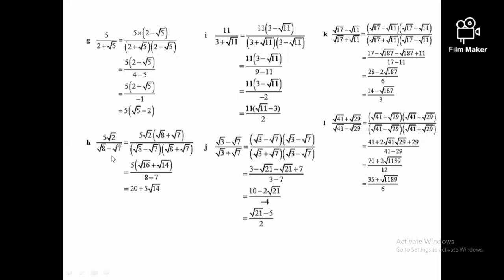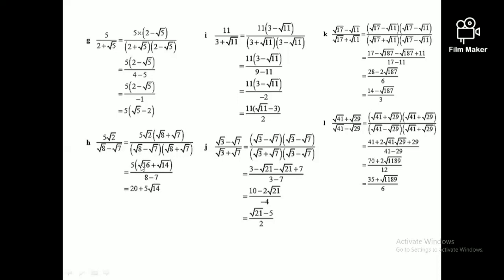Okay. The next question is 5 root 2 divided by root 8 minus root 7. Then what you need to do? Rationalize the denominator, which means multiply both numerator and denominator by the opposite of this, root 8 plus root 7. Then 5 root 2 into root 8 is how much, children? 5 root 16. 5 root 2 into root 7 is 5 root 14. In the denominator, root 8 into root 8 is 8, minus plus minus, root 7 into root 7 is 7. So it should be 8 minus 7, which is 1.